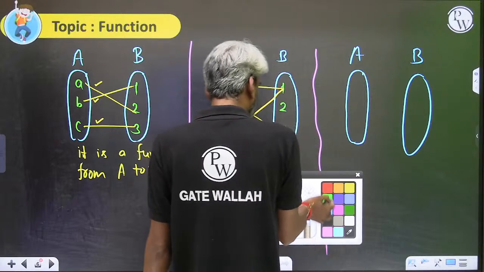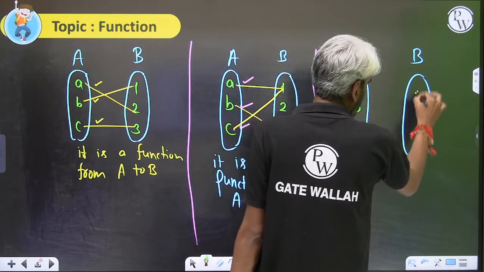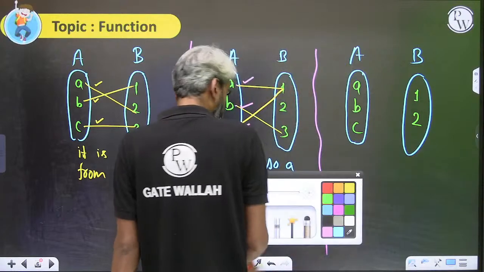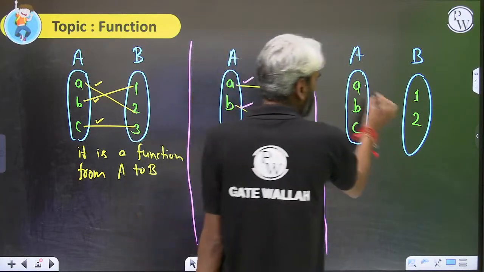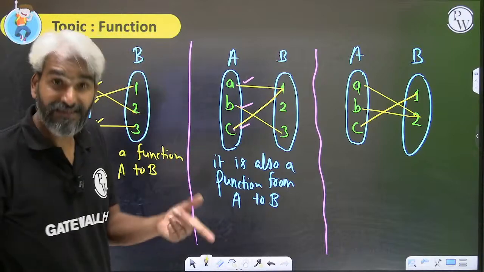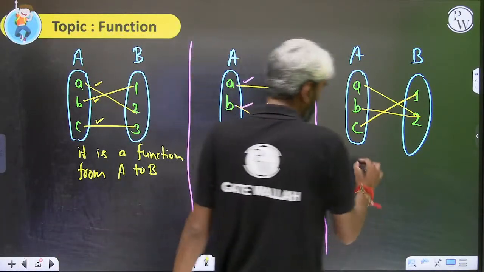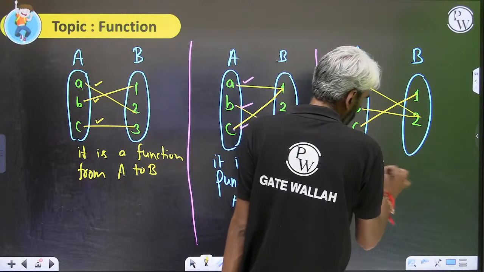what if there are fewer elements at A? There are only two elements. My question, is it also a function? Yes, sir, it is also a function, because every element is having exactly one image. So it is a function from A to B.